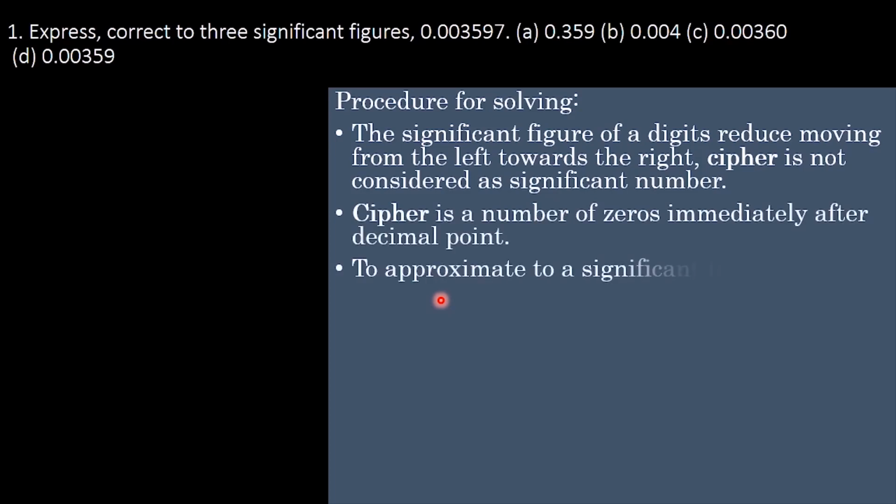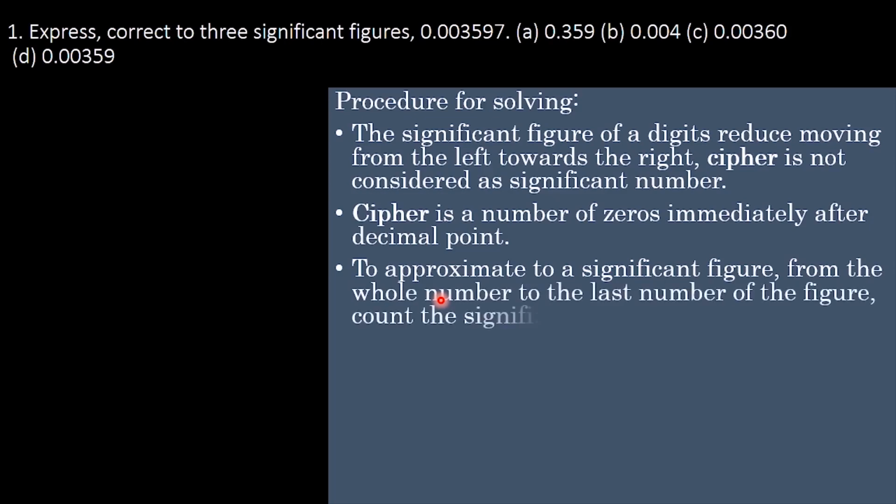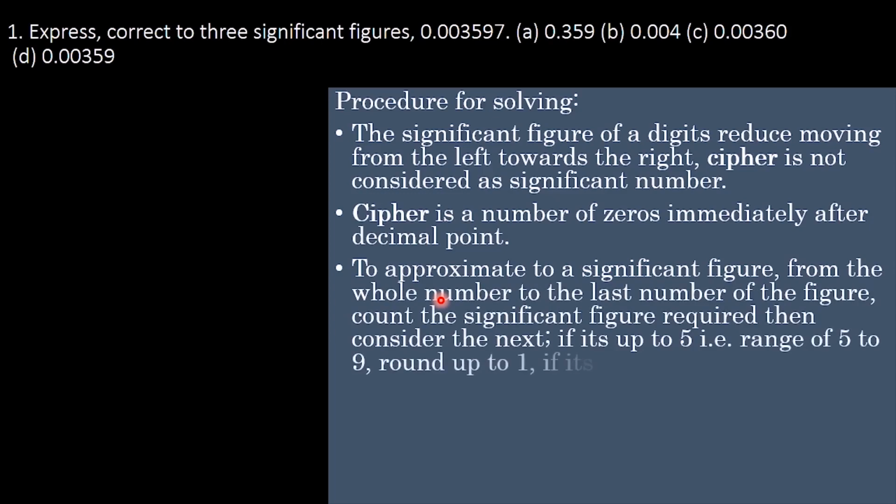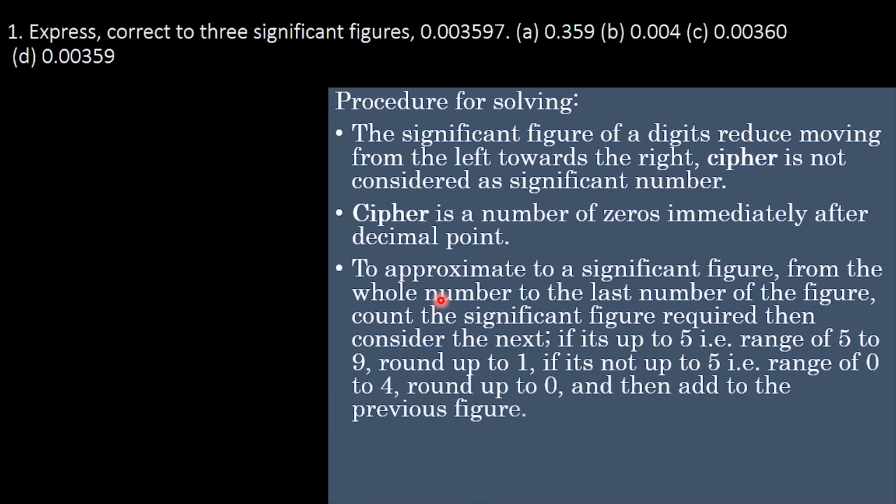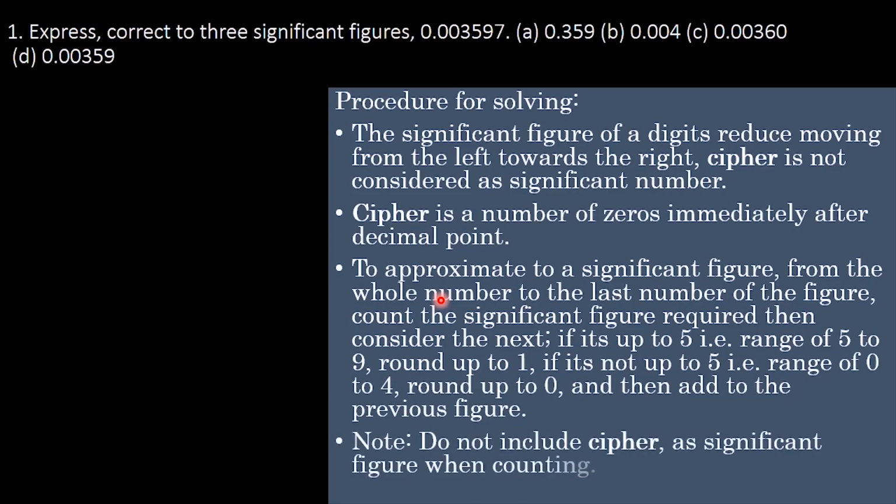To approximate to a significant figure, count from the first non-zero digit to the significant figure required, then consider the next digit. If it's up to 5, that is in the range of 5 to 9, round up by 1. If it's not up to 5, that is in the range of 0 to 4, round down to 0, and then add to the previous figure. Note, do not include zeros as significant figures when counting.